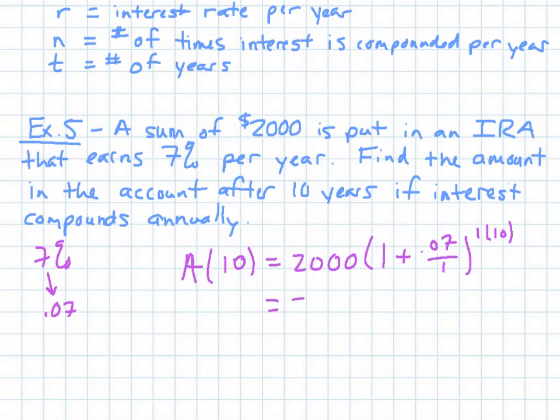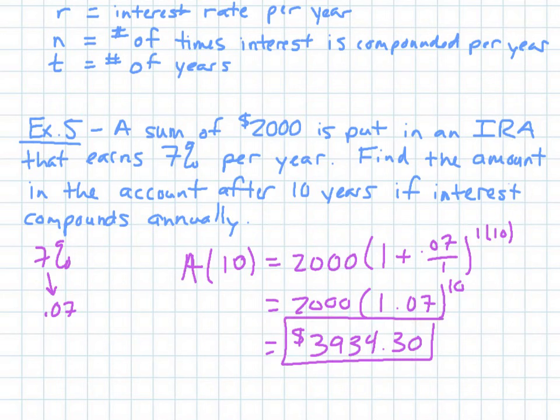Okay, so let's simplify this a little bit. So 2,000, 0.07 divided by 1 is 0.07, so plus 1 would be 1.07, and 1 times 10 is 10. So if I plug that into my calculator, I get $3,934.30.